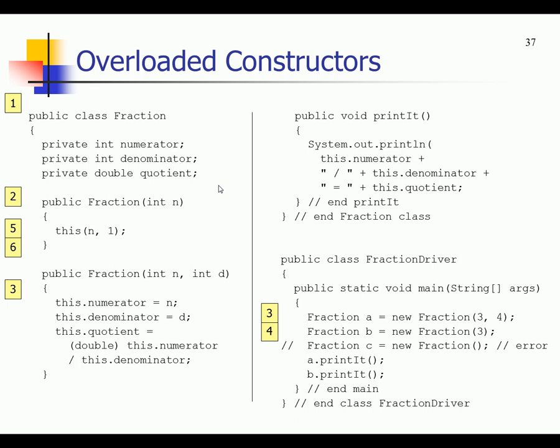Number 4 on the right. Now we're calling fraction B, a new fraction, equal to a new fraction passing it just the number 3. That called position 2 on the left. So we passed it 3. And what that did is it passed that 3 and a 1 back down to position 3. So really the only one that's actually doing anything is position number 3, where it's actually creating the object. The other stuff is kind of saying, if I pass it just an argument, it passes it down along with the number 1. Are you okay with that? Pretty simple stuff?